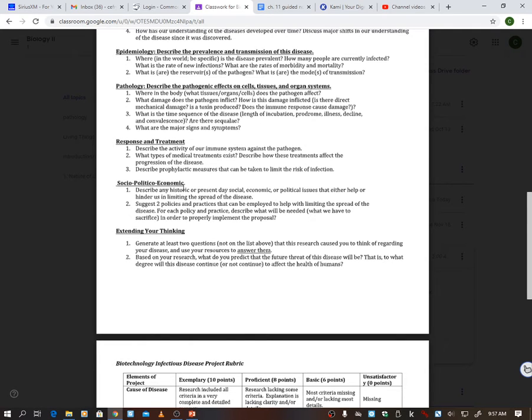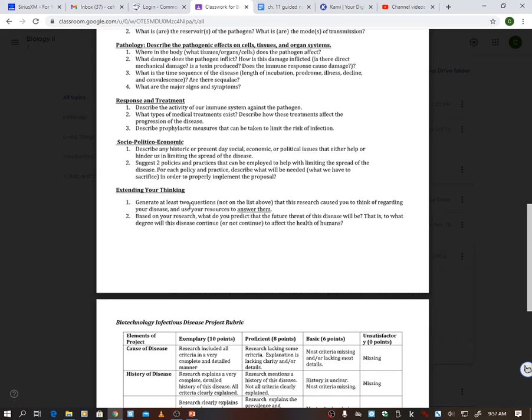Socio-political economic. This one is sometimes the one kids struggle with the most, because we tend to think about, especially if it's a disease that's not real prevalent, it may not affect us a lot. Like Ebola, it does not affect us a lot. But go over to Africa and there are places that it has affected them. It has hurt them bad, socioeconomically, money-wise. So you're really going to have to look at that.